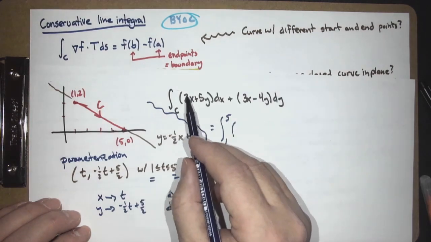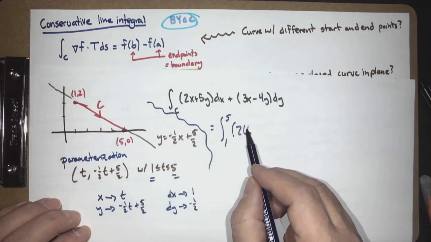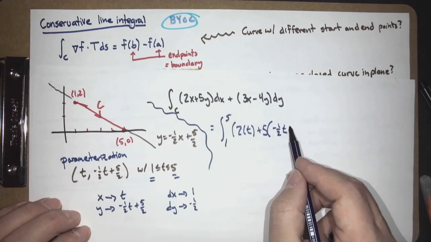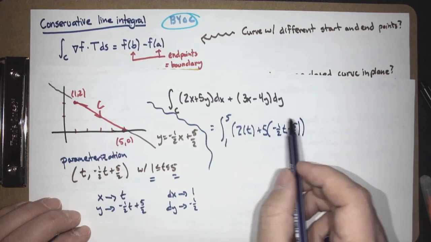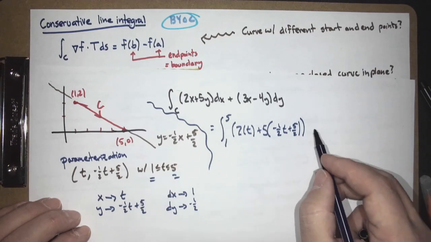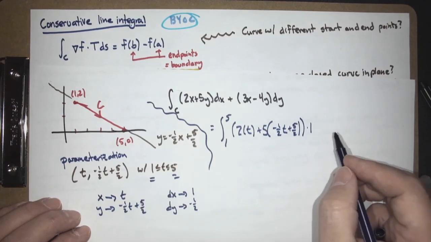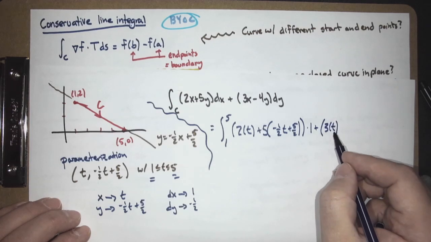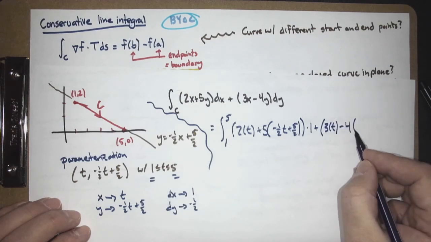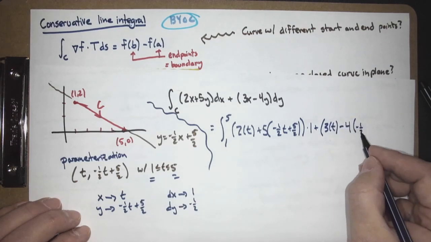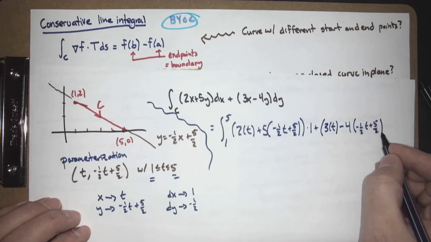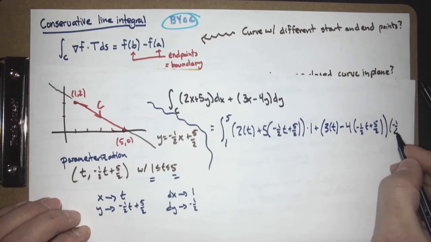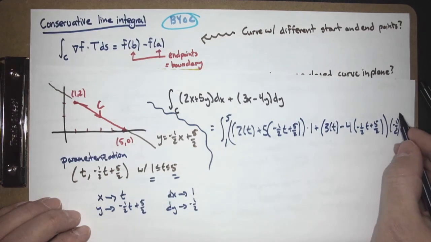All right, so it becomes 1 to 5. And then we just start putting things in. 2 times t plus 5 times negative 1/2 t plus 5/2. That's the 2x plus 5y. dx is going to be 1 plus 3 times t, that's our x, minus 4 times minus 1/2 t plus 5/2. And then the dy minus 1/2, and all of that dt.